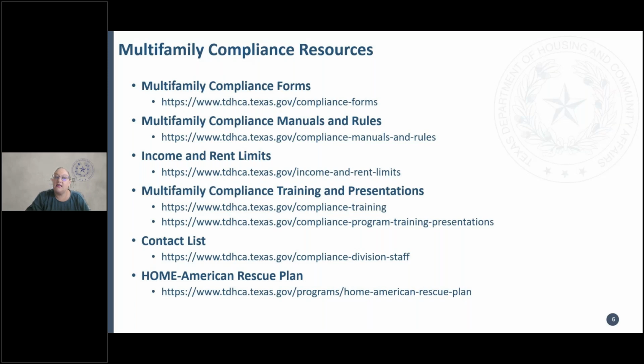And then the Home American Rescue Plan link down there at the bottom, and that is because the file we're going to walk through is intended to be a HOME ARP tenant file, because that's one of the programs we have where you might have to do adjusted income from the very beginning.